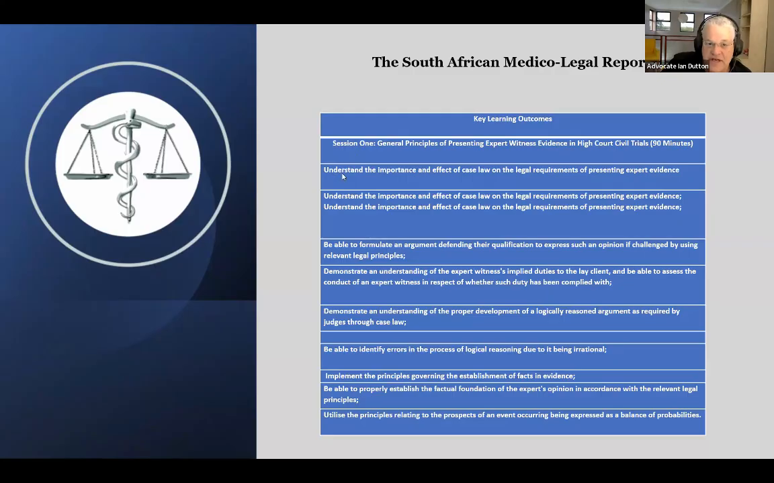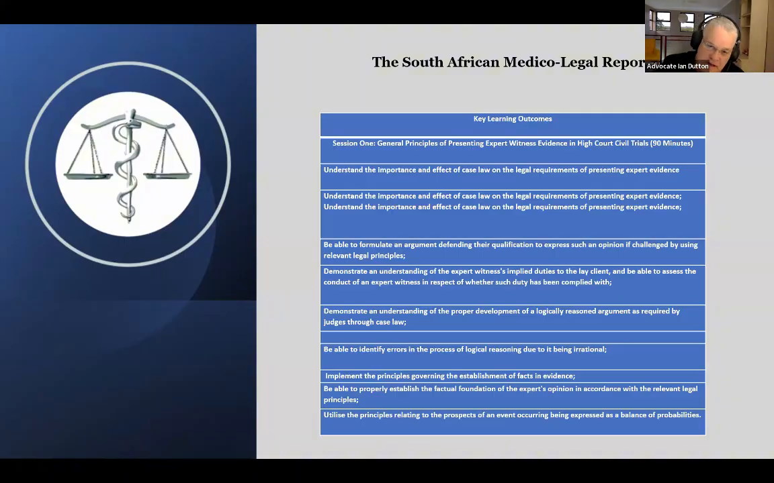Okay. So the first key learning outcome, understand the importance and effect of case law on the legal requirements of presenting expert evidence. And when we look at the learning management model, in other words, the website-based model that you will be given access to and the learning system on the website, you'll see the importance of the case law. It is very important that you understand the fundamentals of case law, because what the judges say should happen actually becomes the law, almost like an act of parliament. So it's very important to understand the case law.